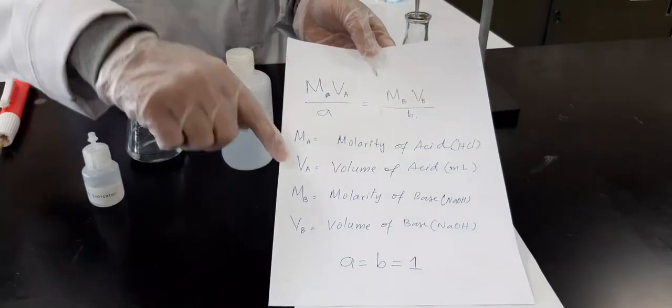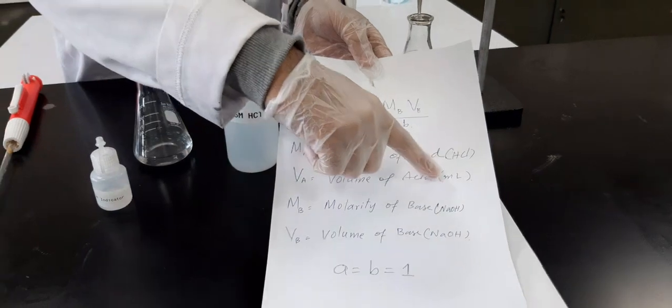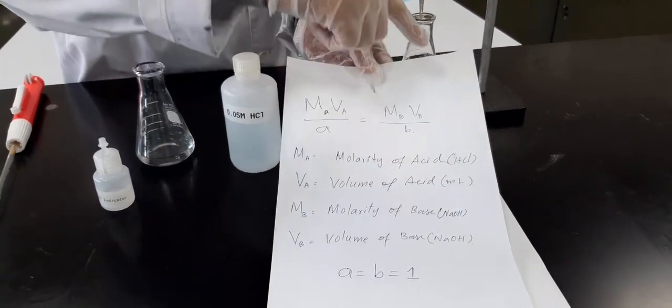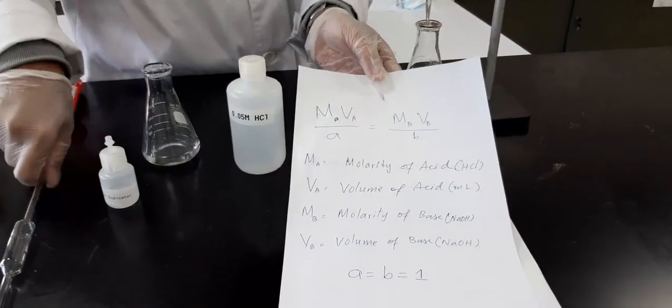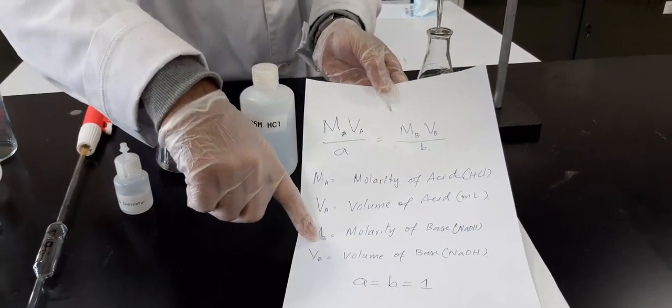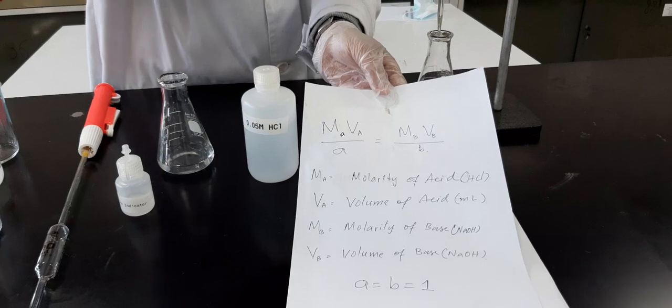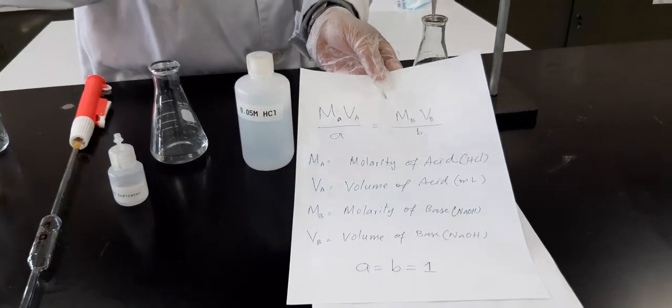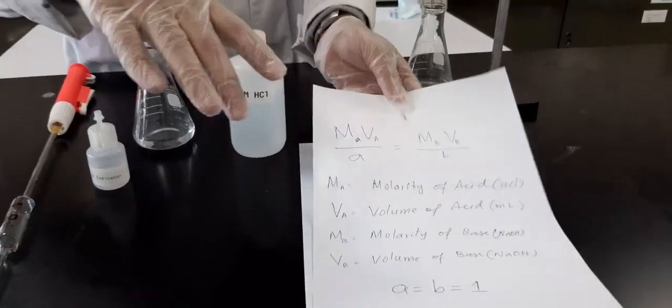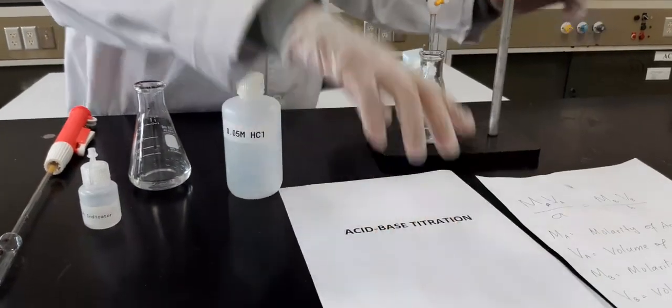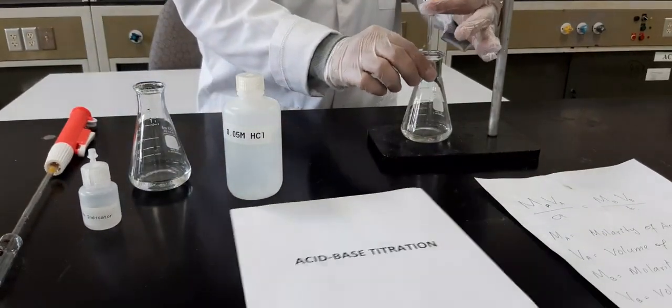0.005. Volume VA, volume of acid in ml, we know it is 20 ml because we took 20 ml with the help of this pipette. And then MB, molarity of base, we don't know. And how much volume, we don't know either. When we see a color change, that will be the volume of base. Let's see. We start the titration. We will open it carefully, dropwise.